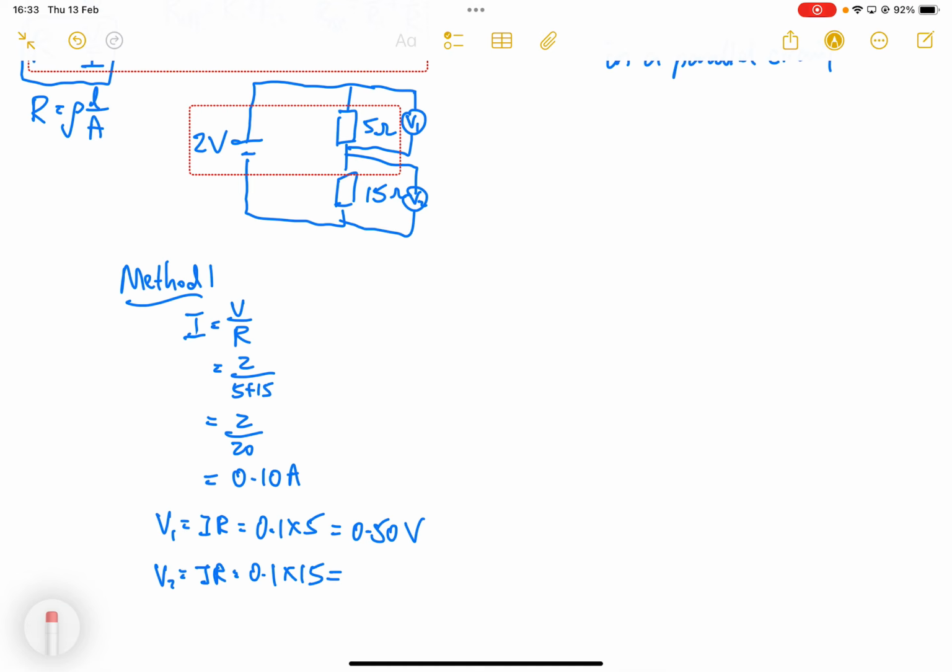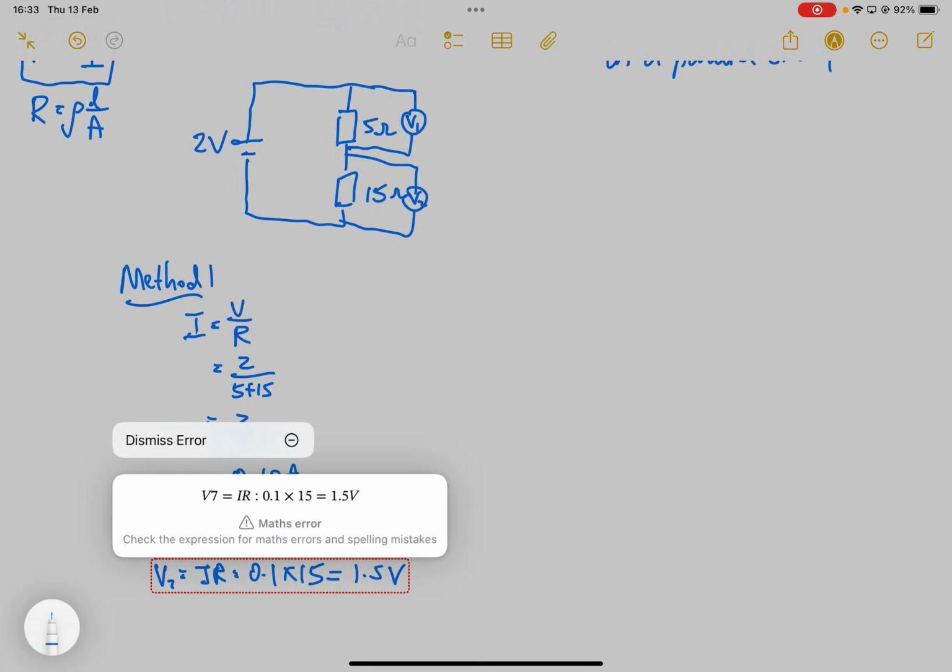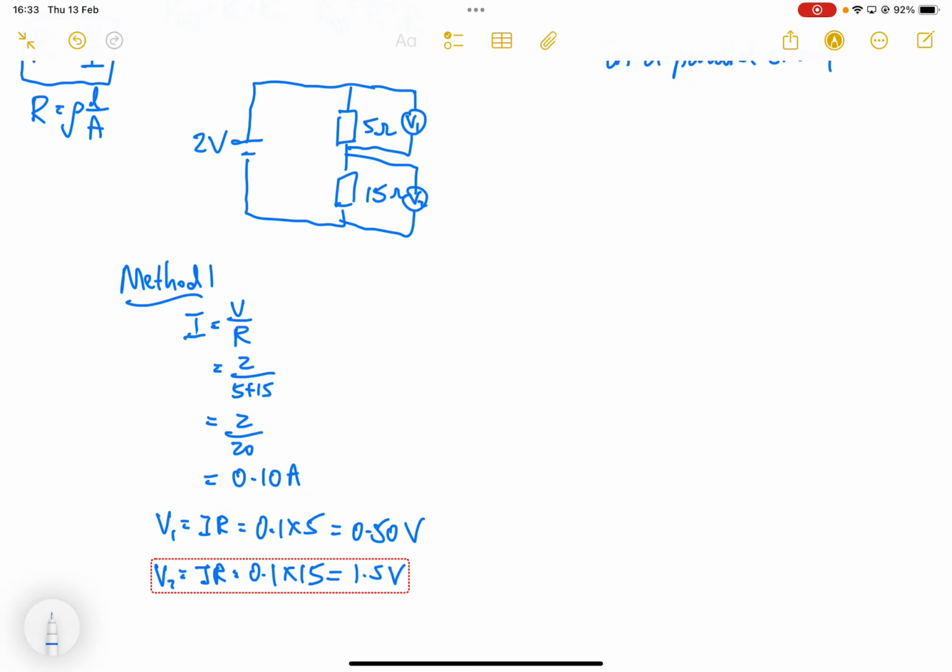The artificial intelligence is really irritating me. It's trying to help me, but I don't really need its help. See, now I don't know what it is trying to tell me. Is it a maths error? Okay, guys, wait.